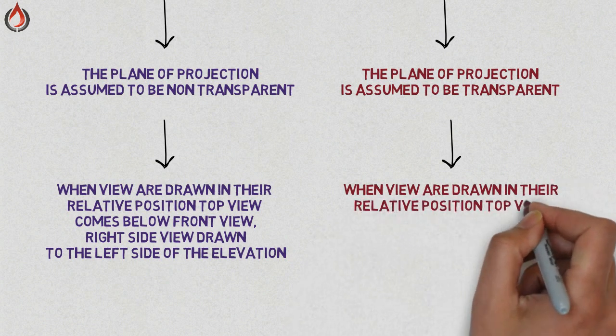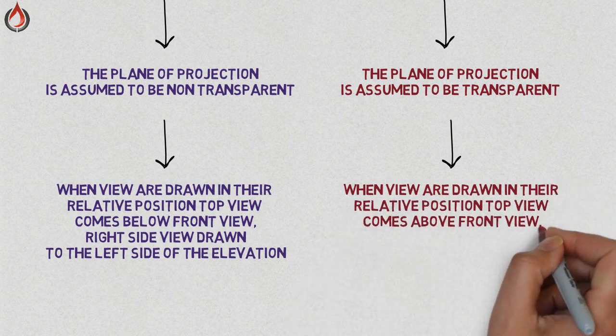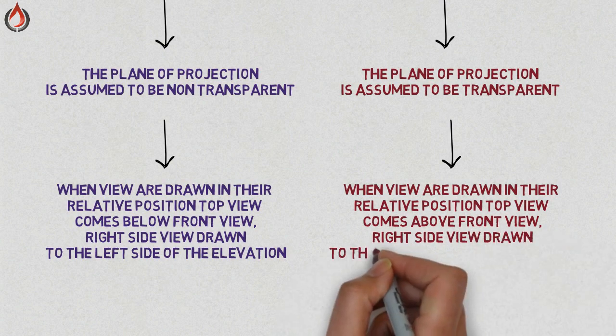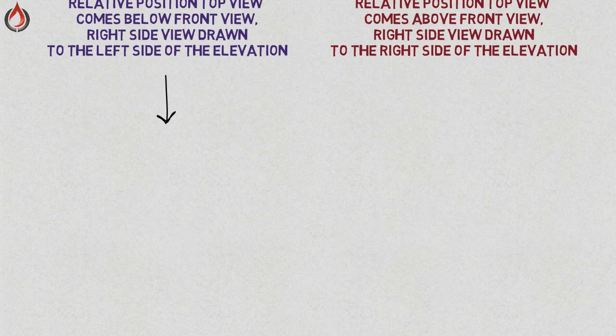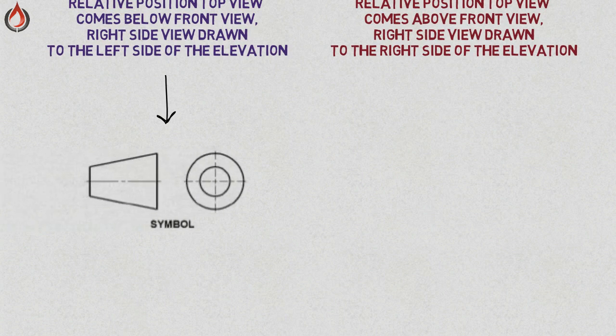In third angle projection, when views are drawn in their relative position, the top view comes above the front view, and the right side view is drawn to the right side of the elevation. Here are some more pictures for review.